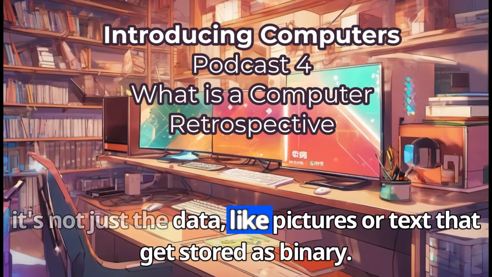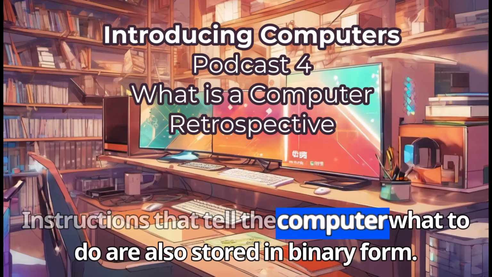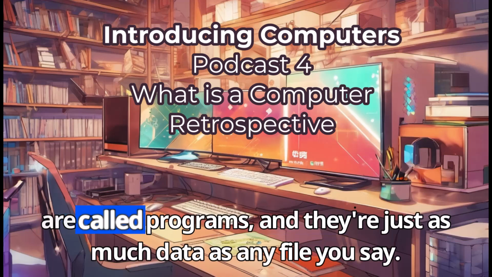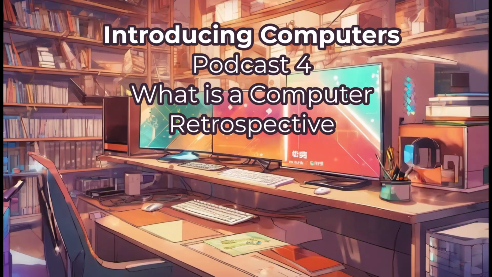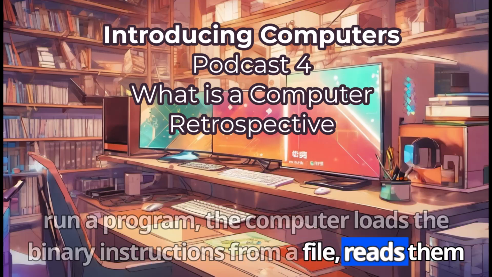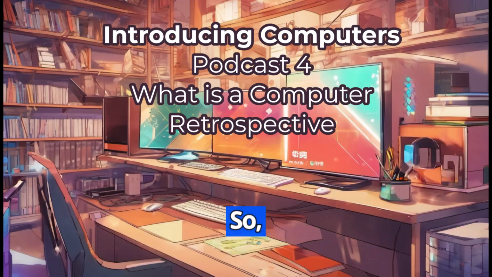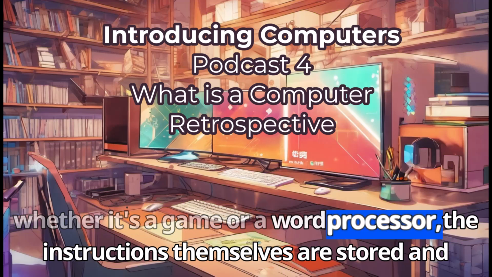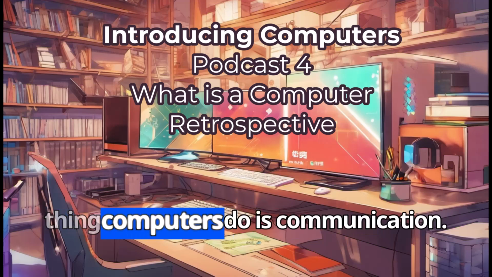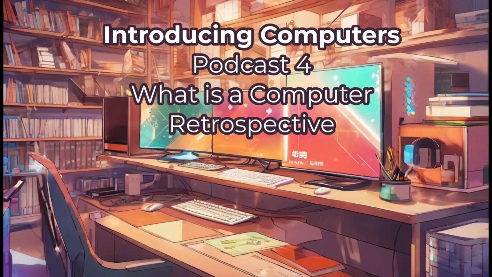However, it's not just the data, like pictures or text, that gets stored as binary. Instructions that tell the computer what to do are also stored in binary form. These instructions are called programs, and they're just as much data as any file you save. When you run a program, the computer loads the binary instructions from a file, reads them one by one, and follows them. So, whether it's a game or a word processor, the instructions themselves are stored and processed as binary data.